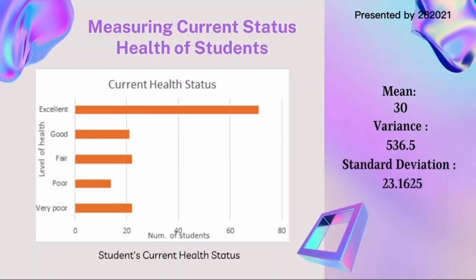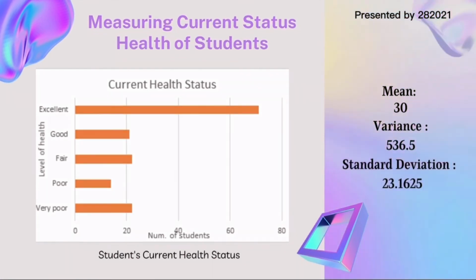Lastly, we measure the current health status of students. We can see that 71 students out of 150 students have an excellent health status. And for very poor current health status, there are only 22 students. Therefore, this shows students in the Portuguese language course mostly have an excellent health status. A healthy body can make students more focused on their studies. Based on the analysis, the mean is 30, the variance is 566.5, and the standard deviation is 23.1625.